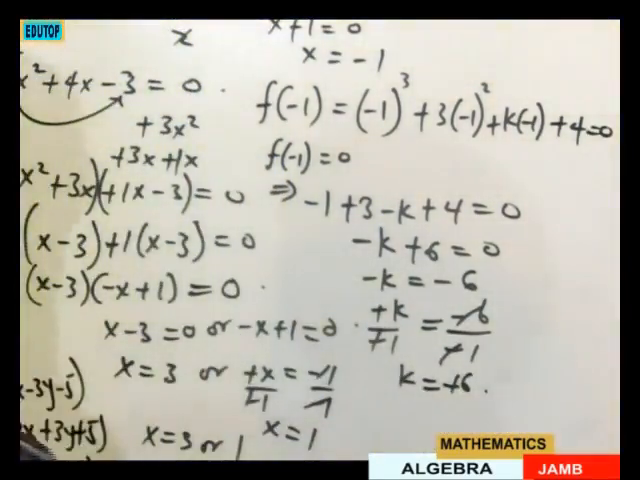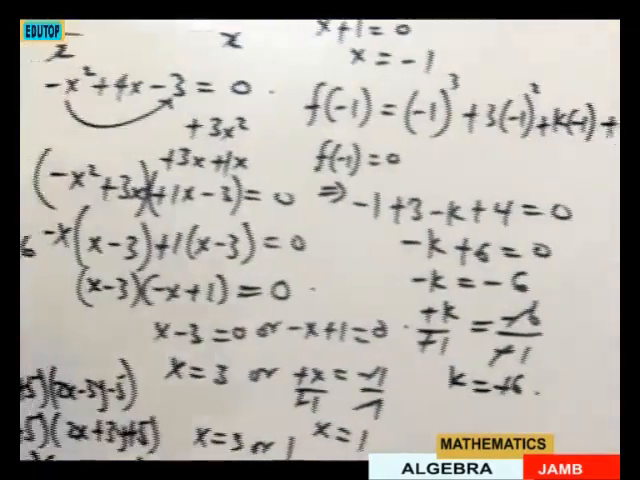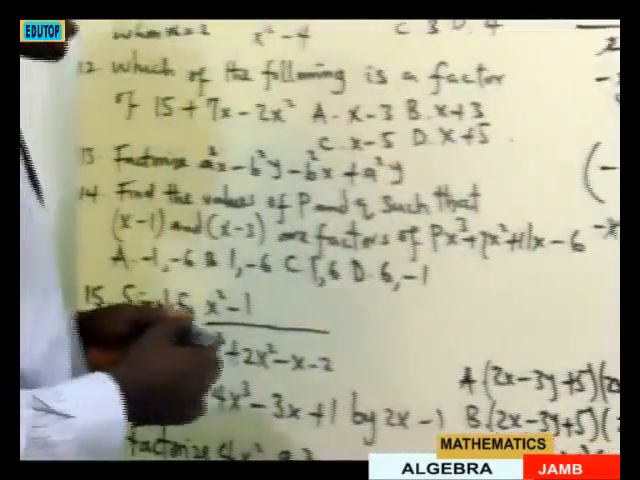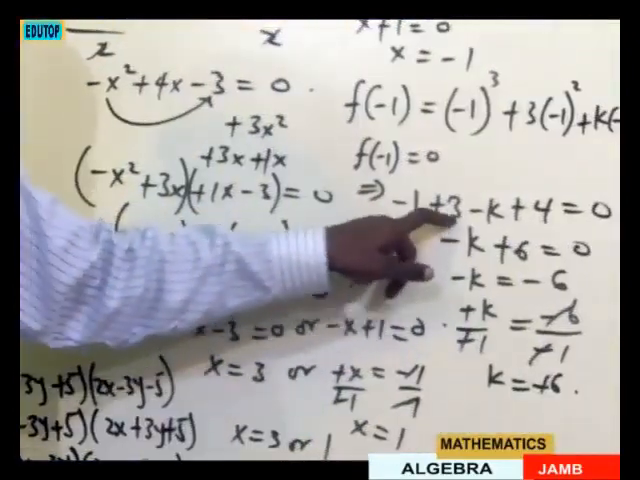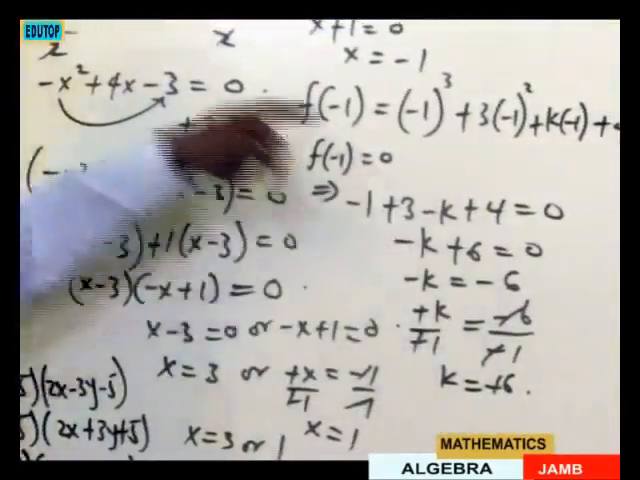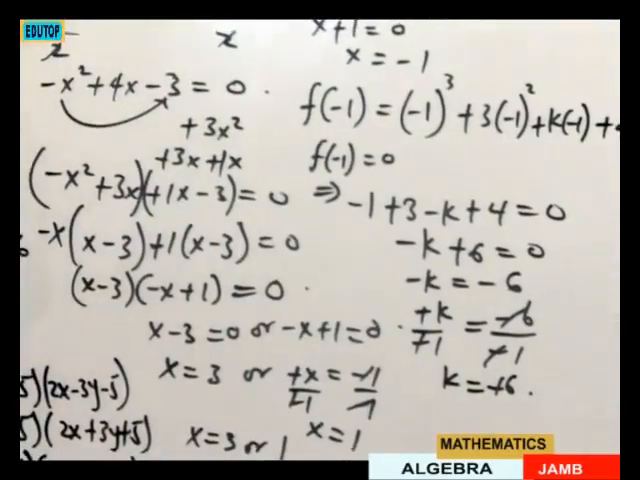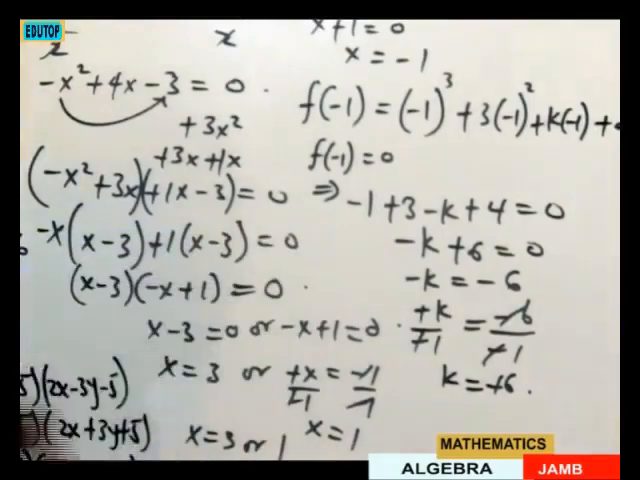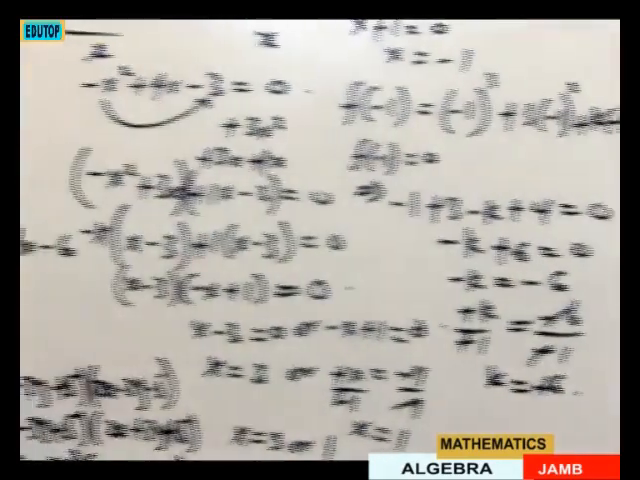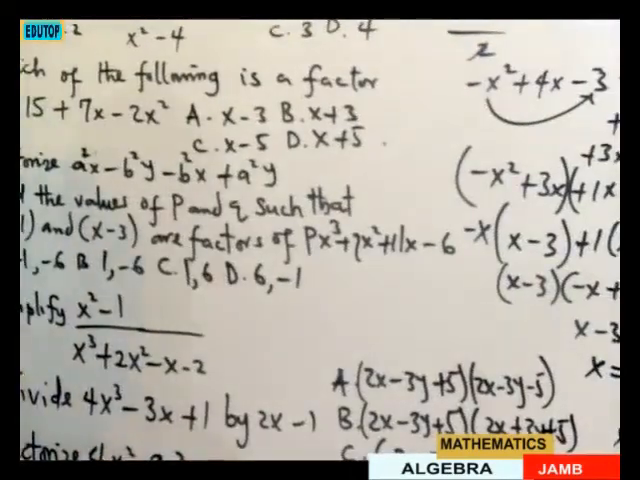So I go to my options and see the one that correlates with that. Remember, you have to be very, very careful. Minus 1 plus 3, that's plus 2. Plus 2 plus this, plus 6. Because you also have minus 6 in the options. So if you are not very careful and you fail to take care of your signs effectively, you might end up picking an option that is wrong. So the answer here is option A, which is 6.